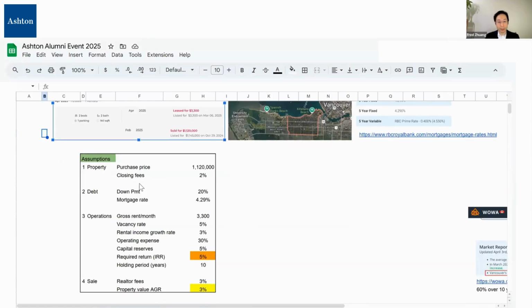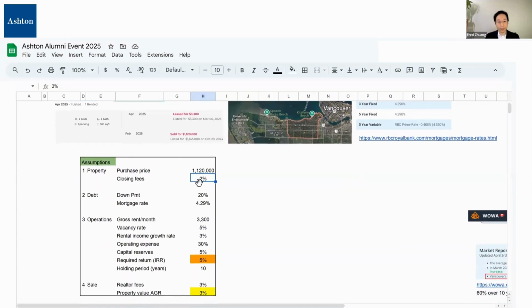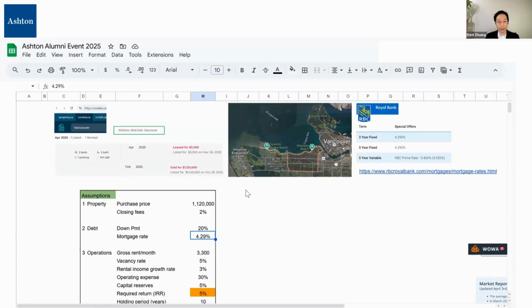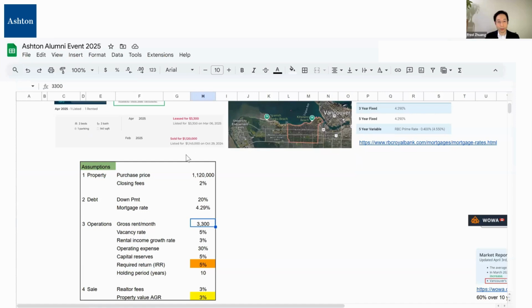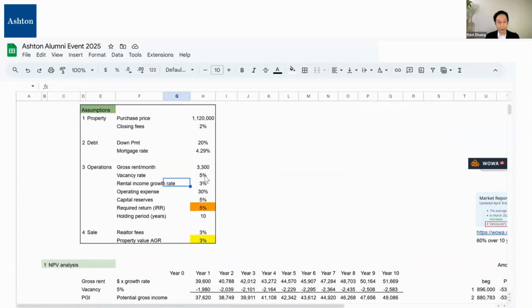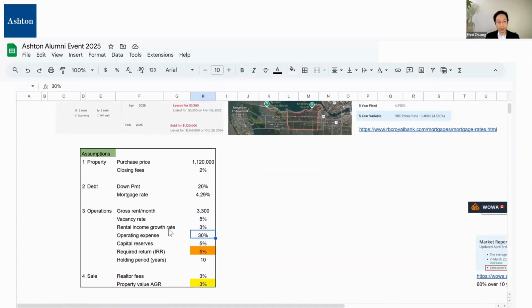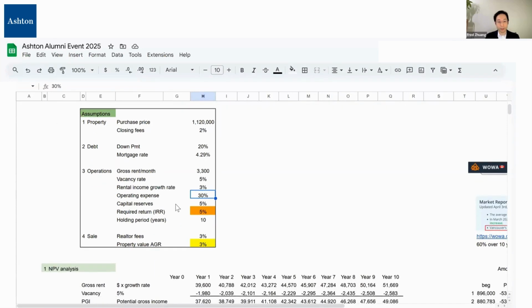So we're gonna go ahead and make some assumptions. We're gonna assume the purchase price is 1.1 million. We're gonna assume 2% closing fees, 20% down payment, the mortgage rate exactly equal to the RBC rate. And then we have the gross rent equaling what the actual data is. I have grayed out the address just to not disclose the property. And then we're gonna assume 5% vacancy rate, 3% on the rental gross, 30% operating expense, which usually just includes the management fees, strata fees, and then all the regular operations.